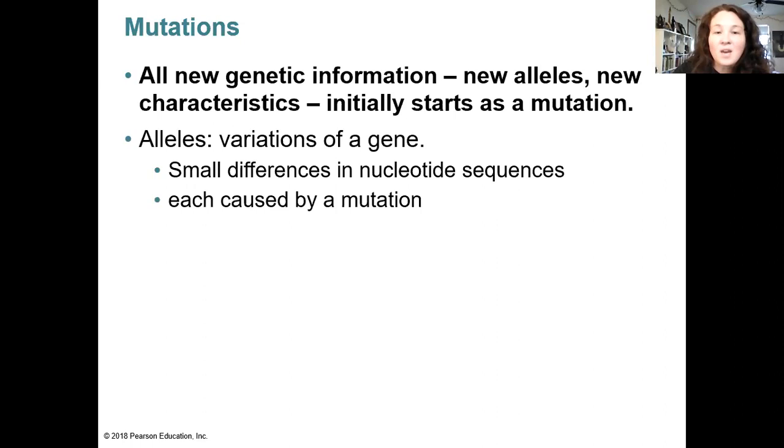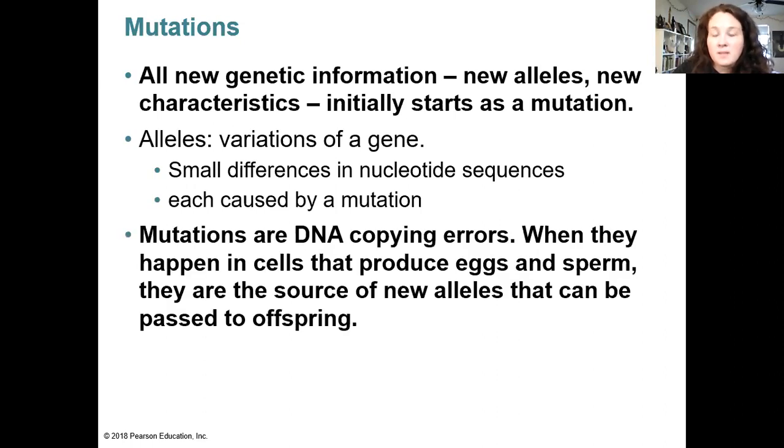Mutations are DNA copying errors, and when they happen in cells that produce eggs and sperm, then they can be passed to the offspring as new alleles. When they happen in any other place in your body, they're not going to be passed to offspring, so they won't count as new alleles for the next generation. So, for example, if a mutation happens in one of your skin cells or one of your bone cells, that's not going to be a new allele that's passed to the next generation, because sperm and eggs don't come from your skin or your bones. They only come from cells in your ovaries and testes.